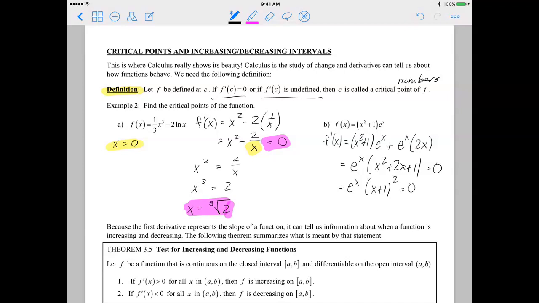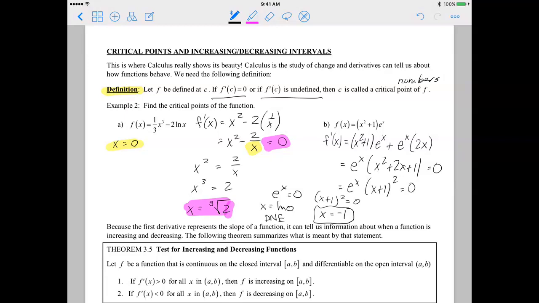So what we do is we take e to the x and set it equal to 0, and also x plus 1 squared and set it equal to 0. Well, that's going to give me x equals -1 right there. And e to the x equals 0 doesn't give me anything, because if I were to take the natural log of both sides, I'm going to get x equals the natural log of 0, and the natural log of 0 does not exist.